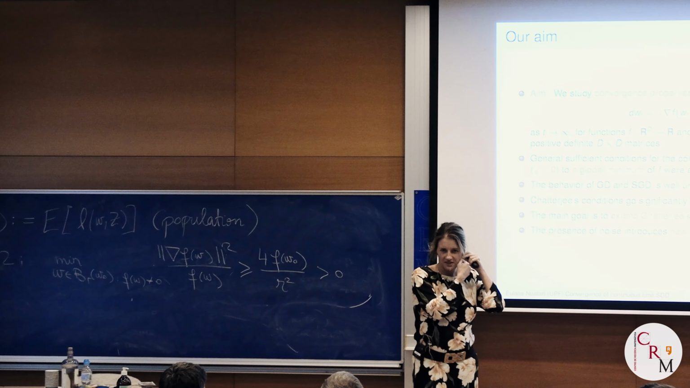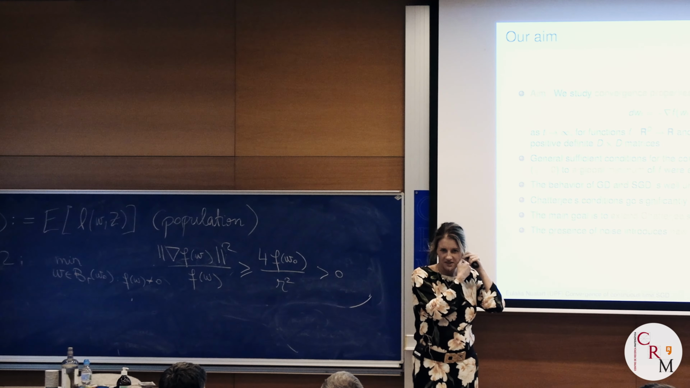It's a local PL condition, and among all the works, because there is a large literature that studies the convergence of gradient descent, this is really a very weak condition. And then he shows how this condition is satisfied for neural networks, but using the empirical expectation instead of the population one.